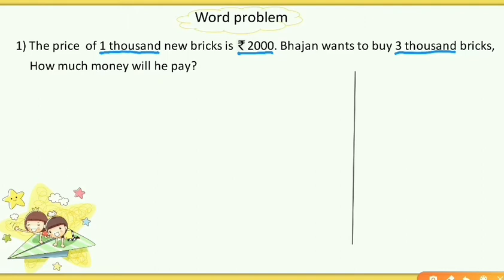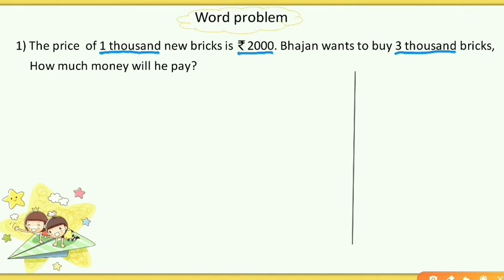So children, according to the question, this 2000 is the price of 1000 bricks, and you have to find the price of 3000 bricks. What do you think, will the price of 3000 bricks be more or less than that of 1000 bricks? Obviously, it will be more. The price of 3000 bricks will always be more than the price of 1000 bricks.